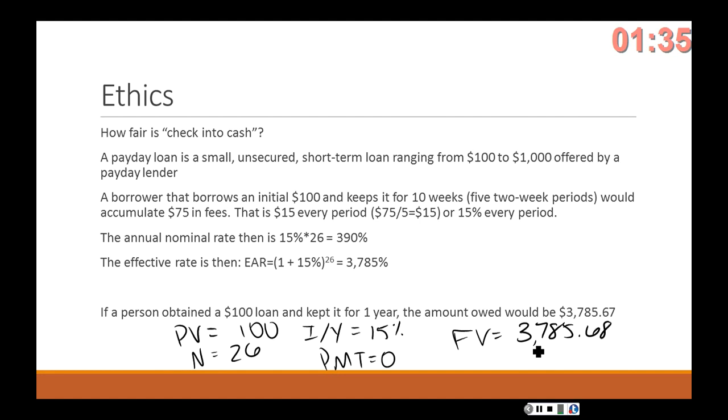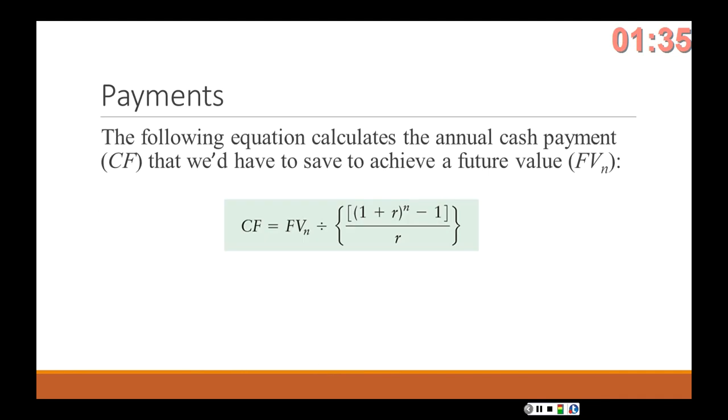So next we're going to look at payments. So what payment do we need to make to have enough saved up in the future? To have a certain dollar amount saved up in the future? To calculate this, it's equal to the future value, the amount we want to have saved, divided by 1 plus the stated rate raised to the nth power minus 1, divided by the stated rate.